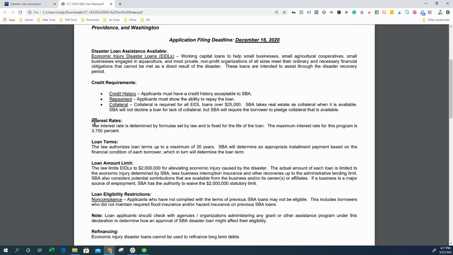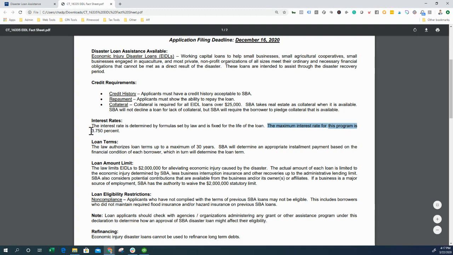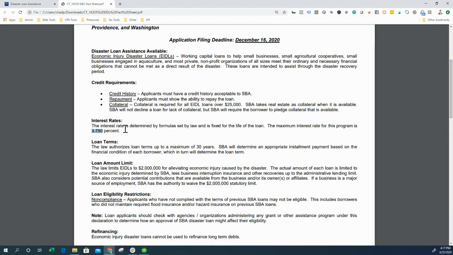Interest rates. The interest rate is determined by formulas set by law, and it's actually fixed for the life of the loan. So the maximum interest rate is 3.75%. Now that right now is pretty favorable. It's right around, it actually might be a bit lower than the mortgage rate right now, depending on your credit. So that's one good thing.